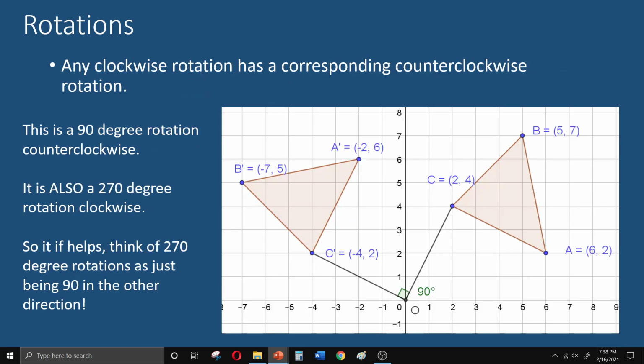For 270, well, just realize that any 270-degree rotation is just 90 the other way. If we do 90 degrees counterclockwise, that is the same thing as 270 clockwise. And so you don't really need to memorize a separate rule or anything for 270. Just think of it as going 90 the other way.